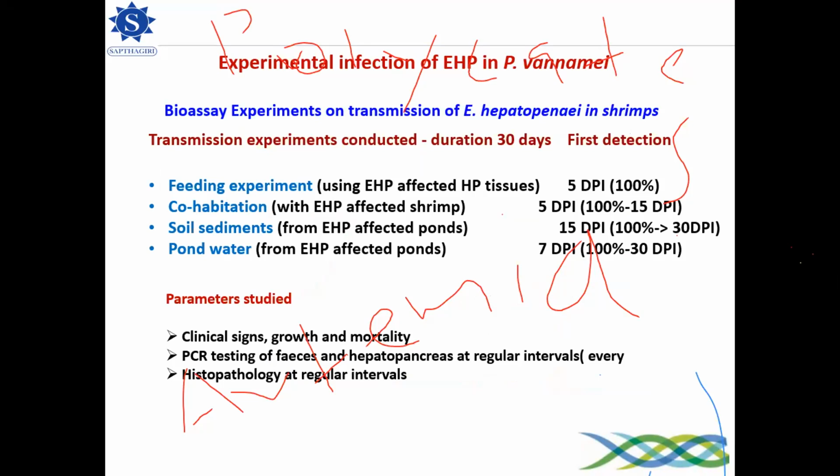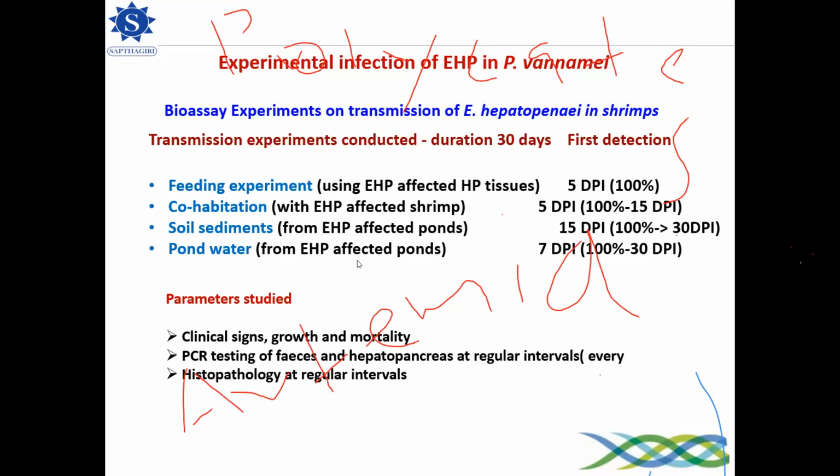The bioassay reveals that EHP can be transmitted through feeding, cohabitation, soil sediments, and pond water. In feeding experiments, on the 5th day post-infection, 100% of animals were positive for EHP. That means in pond conditions, cannibalism plays a severe role in super spreading of EHP in the pond.